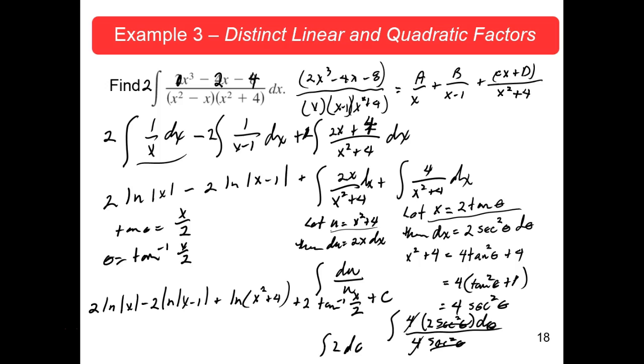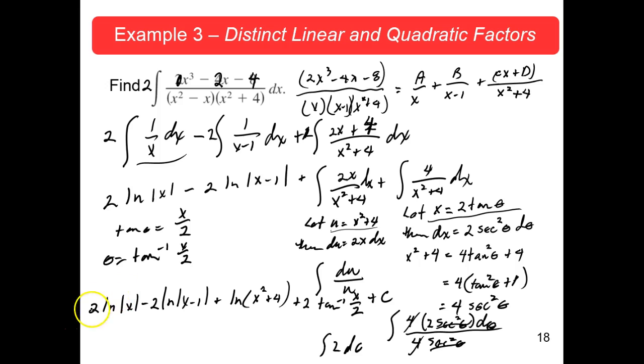Now, I've already brought my 2's in and used those, so I think this is my answer. 2 log absolute value x. Are we running close to out of time? Oh, that's right, you had to leave early. Okay, so 2 times log absolute value x minus 2 times log absolute value x minus 1 plus log of x squared plus 4 plus 2 times the inverse tangent of x over 2 plus c. That is a perfectly legitimate answer.